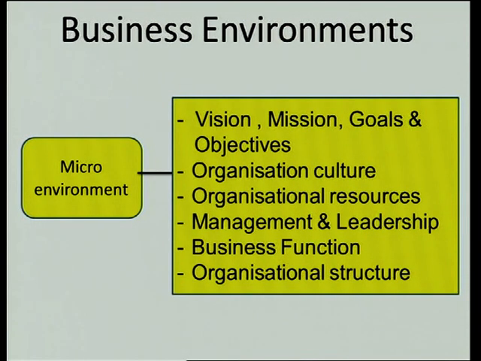Right, so let's recap quickly. What are the microenvironments, the components? Business needs to develop its own mission, vision, goals and objectives. The business microenvironment has got business, it must have its own organizational culture, organizational resources. Business must provide management and leadership. We've got the 10 business functions and the organizational structures. And you can see all these things. Management, business has got full control over these environments or these components. So that's an important part of the microenvironment.